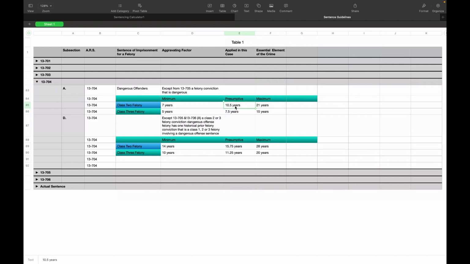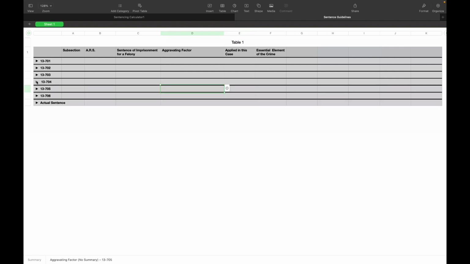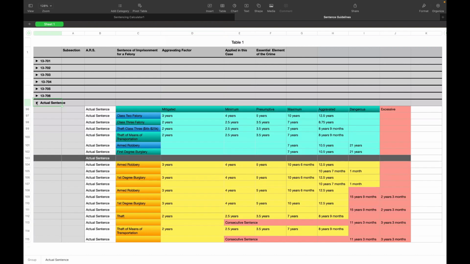If I've said anything different on the other recording, please forgive me because I did catch some typos. I stand corrected here. And then we are going to get into his actual sentence and what happened here.